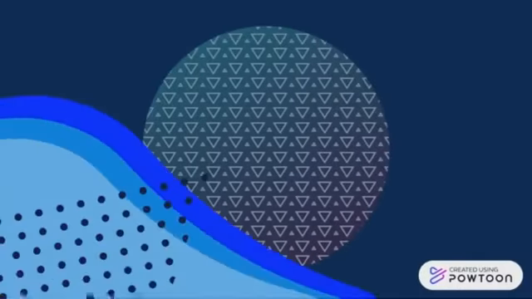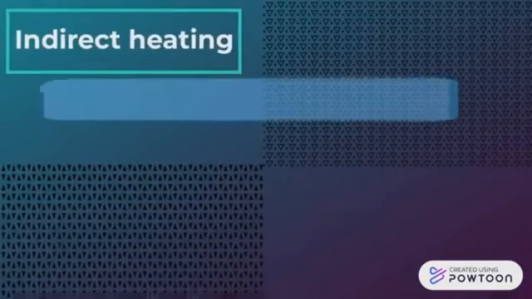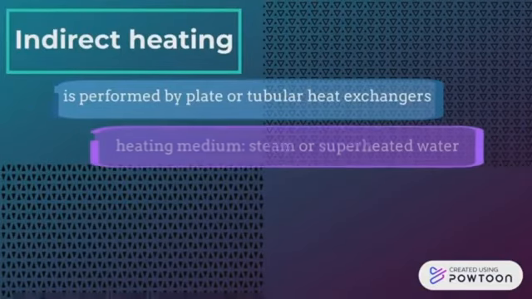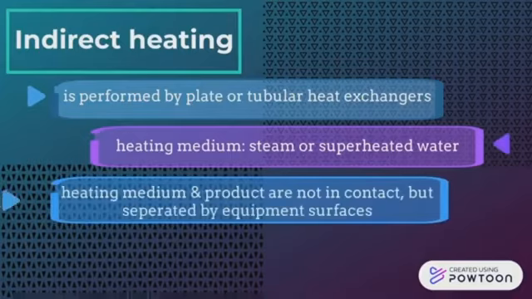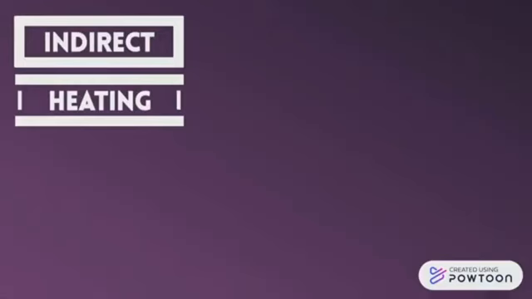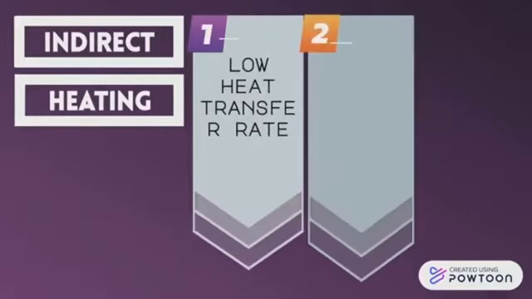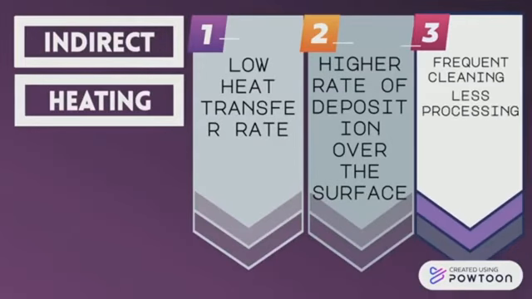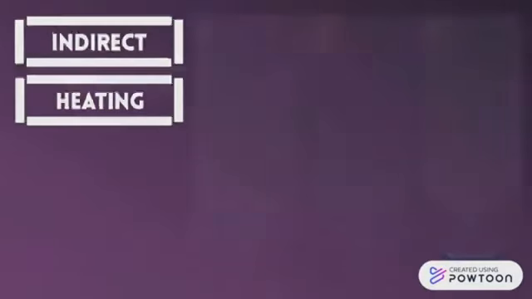Now I'm going to talk about UHT treatment, indirect heating. Indirect heating is performed by plate or tubular heat exchangers in which the heating medium is steam or superheated water. Heating medium and product are not in contact but separated by equipment surfaces. Indirect heating also has a low heat transfer rate and a higher rate of deposition over the surface that needs frequent cleaning, but less processing and operational costs and requires less control.